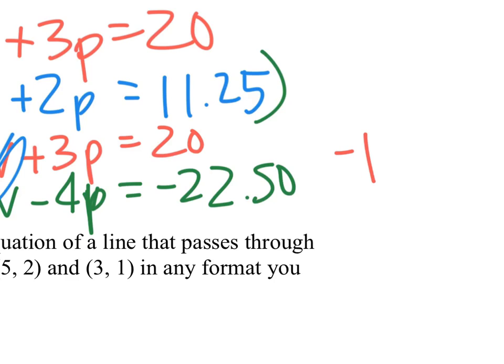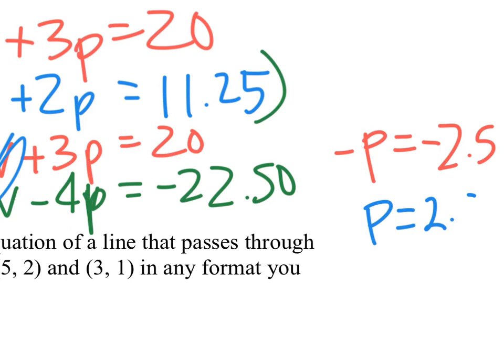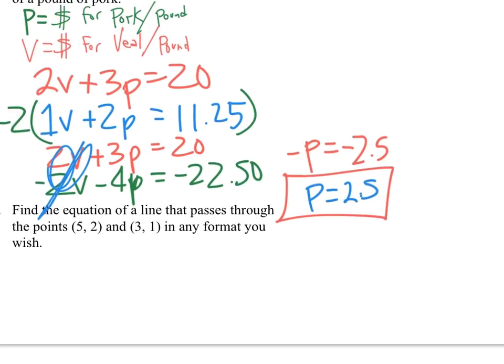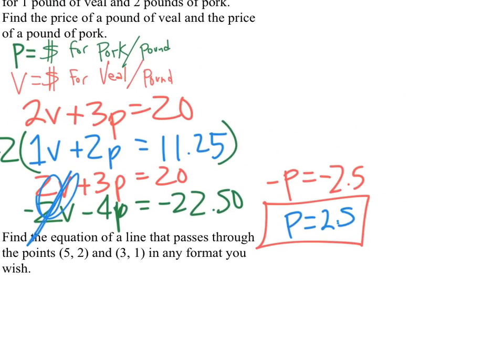That's going to give us -1p, or -p, and 20 minus 22.50 is going to give us -$2.50. And I know that if we divide both sides by -1, that's going to leave us with a pound of pork being $2.50 per pound. Great. So now what we need to do, and that's crucial, is figure out the pound of veal. So what we can do is simply plug that value into one of these equations.